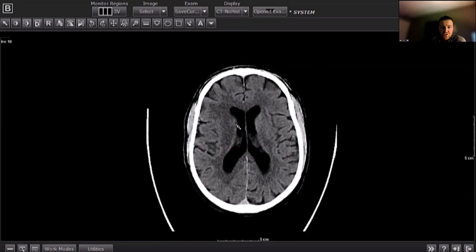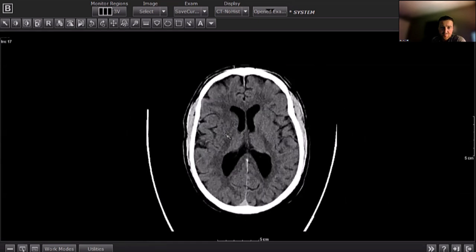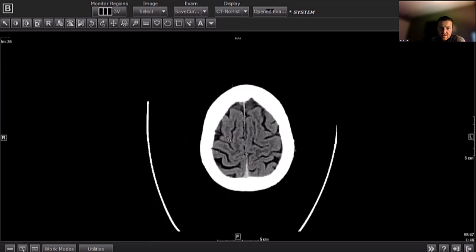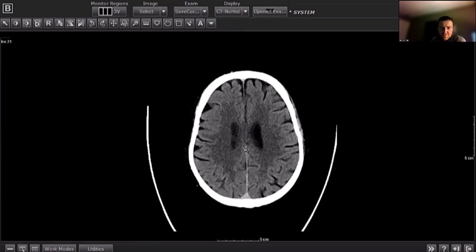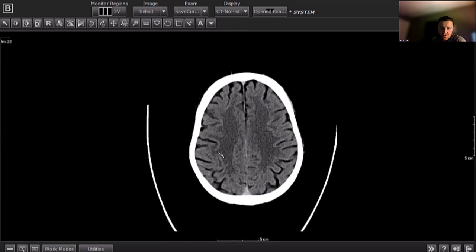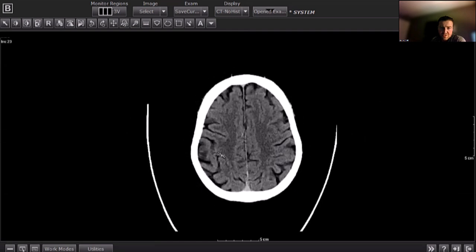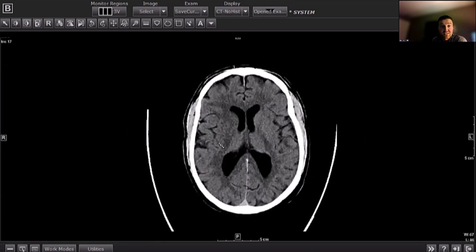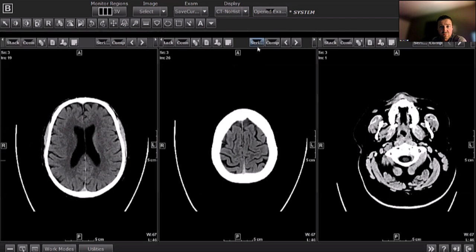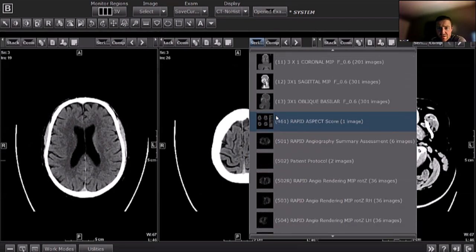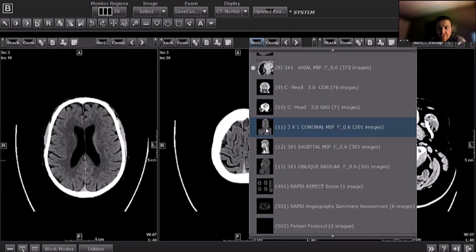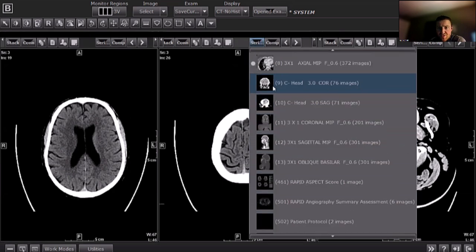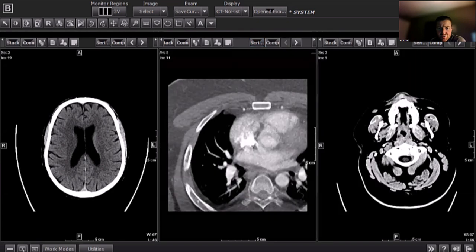There's loss of grey-white differentiation in the caudate, the lentiform. The rest of the cerebral hemisphere looks okay. There may be a little bit of loss of grey-white differentiation in the M5 or M6. So ASPECTS score of 6 to 7. So that's okay. This patient actually went on to perfusion. This was a late presentation or delayed presentation.